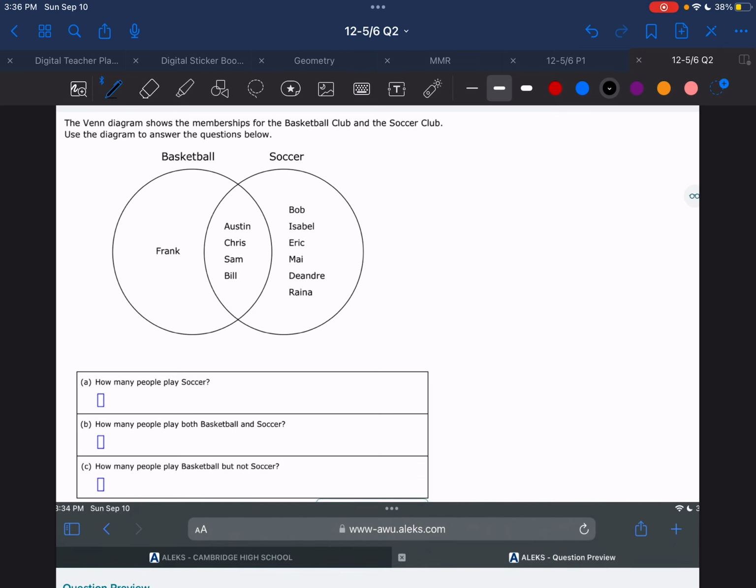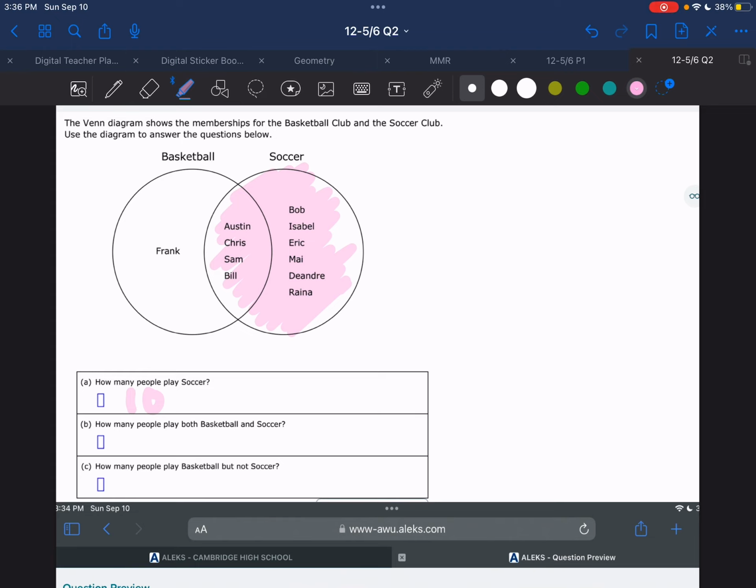So the first one is how many people play soccer. I'm going to count everybody that is in the entire circle for soccer, and there are 1, 2, 3, 4, 5, 6, 7, 8, 9, 10. So I'm going to have 10 as my answer here.